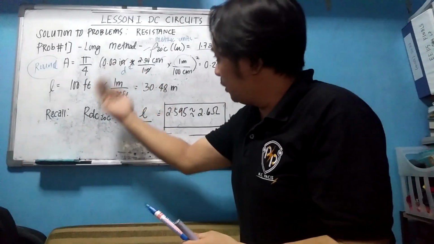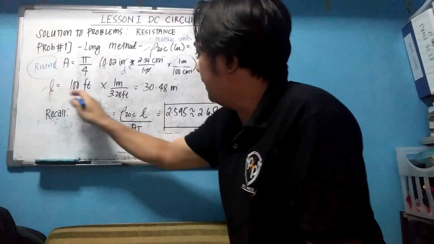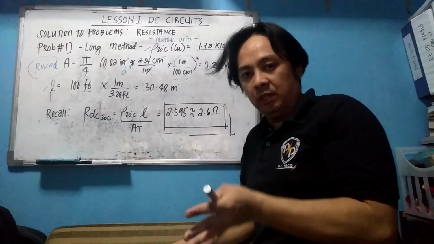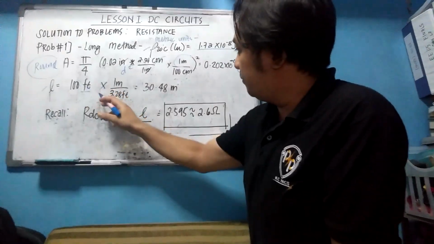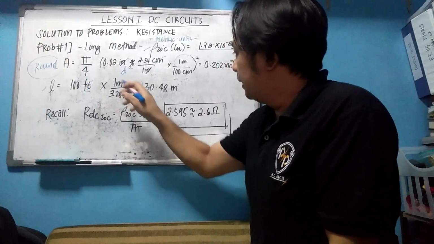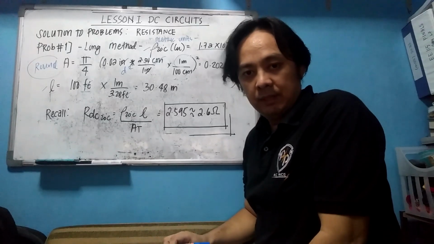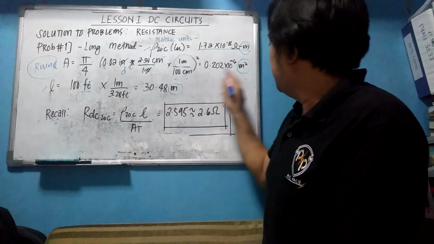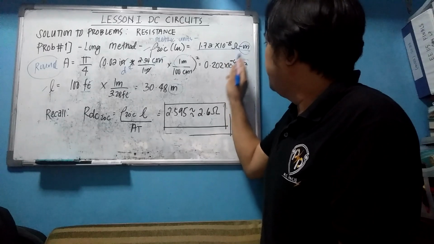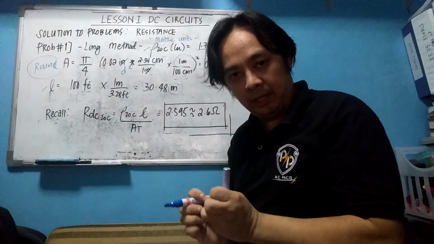Now that we have computed the area, we will compute for the length. The length is 100 feet, which is in English units. Converting 100 feet to meters, the feet will cancel and we will have 30.48 meters. Since you now have meters, meter squared, and ohm-meter, all of the units are already converted to metric.